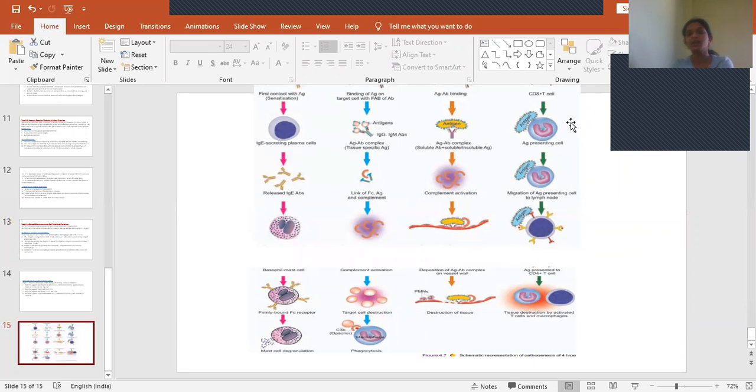CD8 plus T cells will present the antigen to the antigen presenting cell. So this antigen presenting cell will take this to T helper cells. So once it reaches these T helper cells, they will cause a proliferation of T cells and activation. So once this is presented to mast cells, these mast cells will release certain pro-inflammatory mediators, which cause the cell destruction.